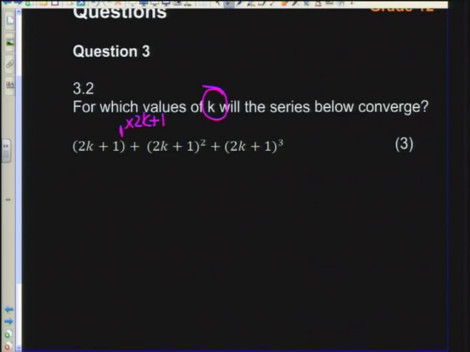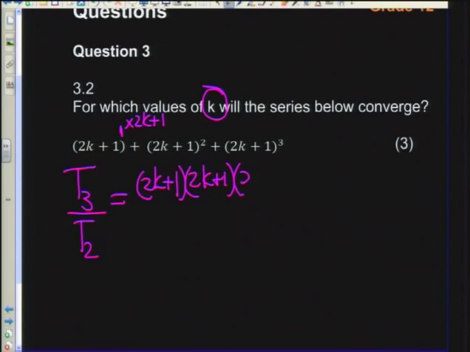If you're not sure, do this test. Let's take the third term and divide it by the second term. You don't have to do this, I'm just proving my point to you guys. The third term is 2k plus 1 to the power 3. So I'm writing it out 3 times just to make it super clear. The second term is 2k plus 1 to the power 2. Now, if I simplify this, those brackets cancel, and my answer is 2k plus 1.